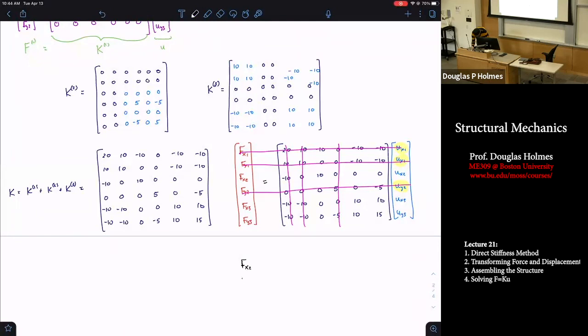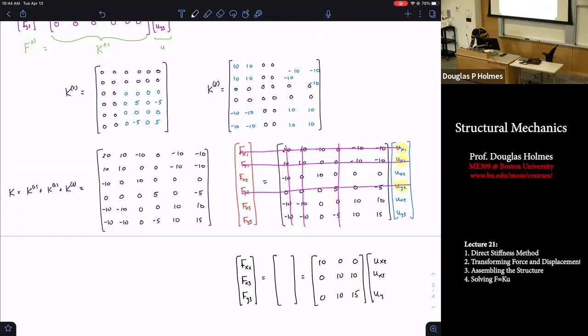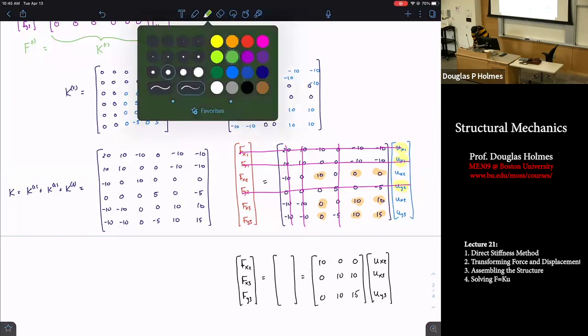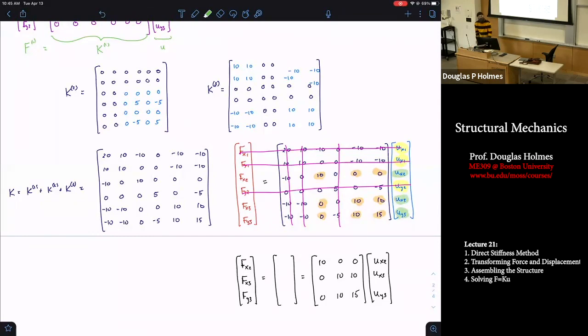Fx2, Fx3, Fy3, which are the only non-zero things remaining, is going to equal ten, zero, zero, zero, ten, ten, zero, ten, 15 times Ux2, Ux3, and Uy3. Let me point a couple things out. These quantities are simply the ones that we didn't get rid of here. These quantities are the free degrees of freedom. So this is how the truss can move, which we don't know.